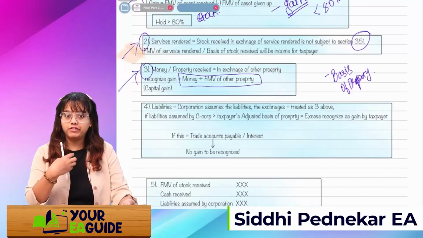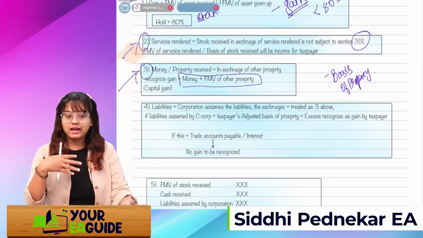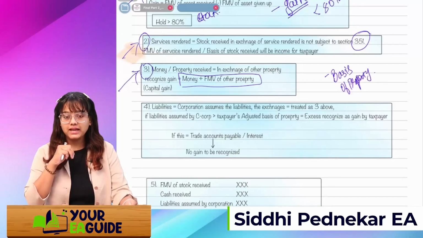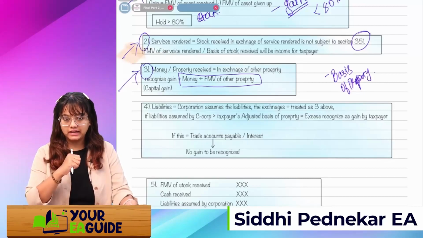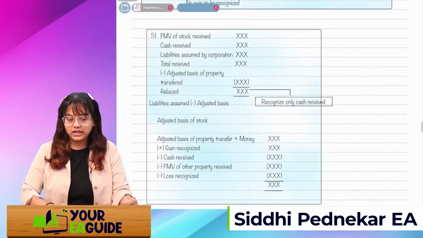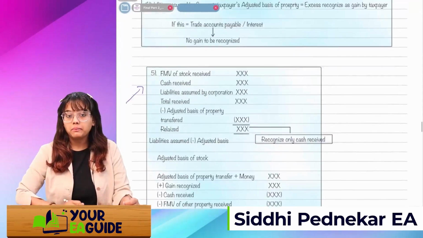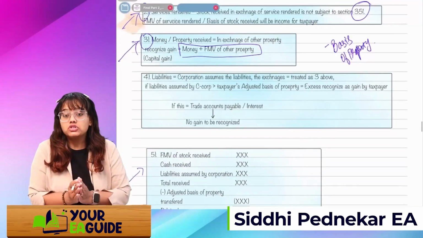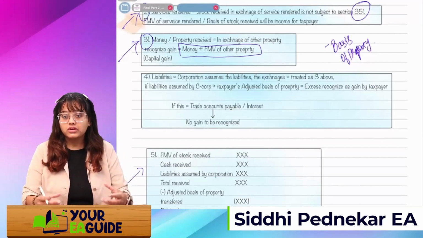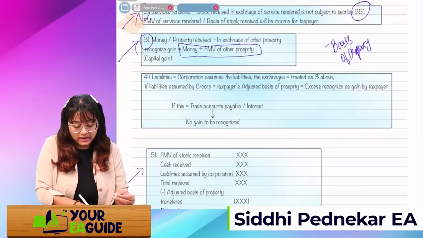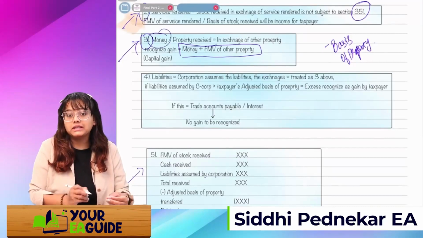So that is a benefit for me. I'll treat it as if I have received the money. I'll treat it as a gain for me, and I'll recognize that gain. How we will do it is a different calculation; we'll come to it in a bit. So whatever liability the corporation has assumed during the exchange, we will treat it as money or property received.